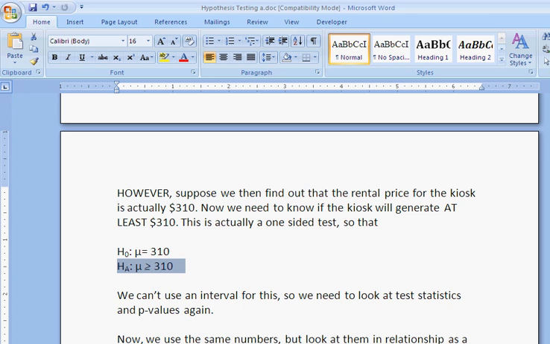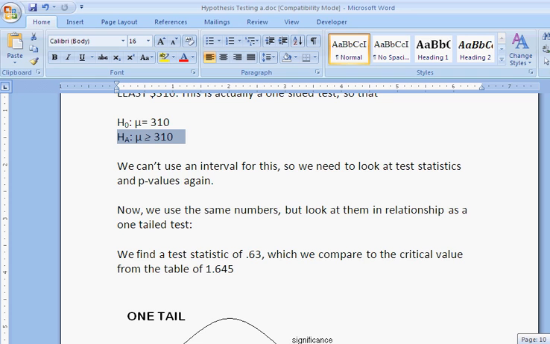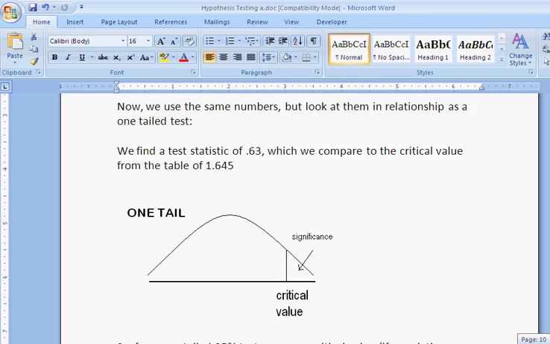Now, you can't use an interval for a one-sided hypothesis test. You can go back and look at the test statistics, but you have to be a little bit careful about it. You've got to compare them to the right thing. So let's go back and take a look. We use the same numbers from the test statistic, but we compare them to something different.